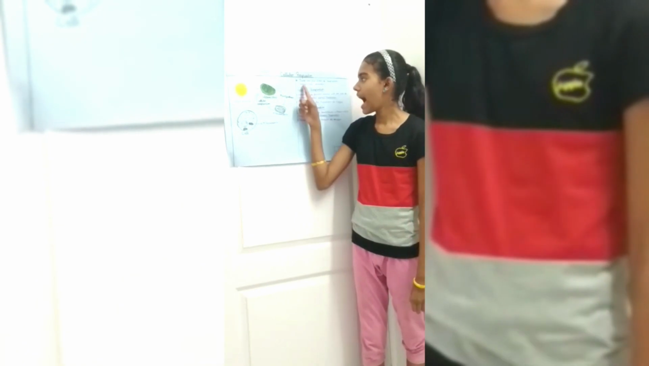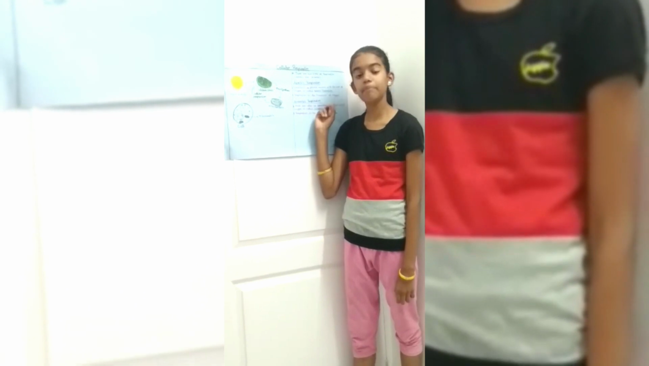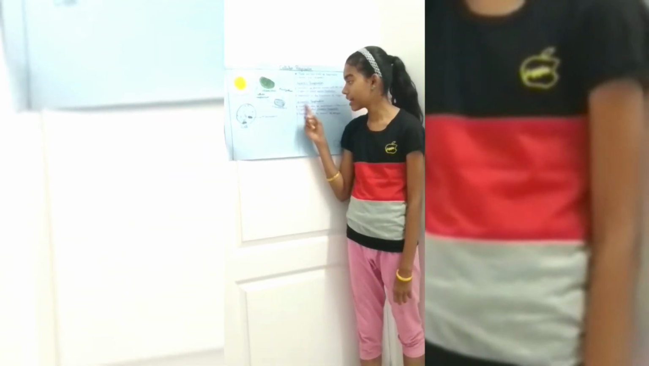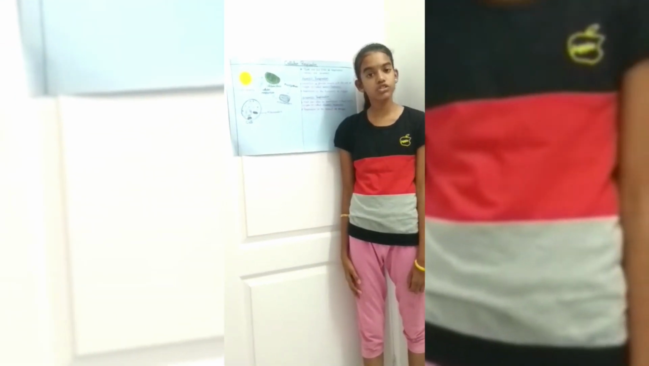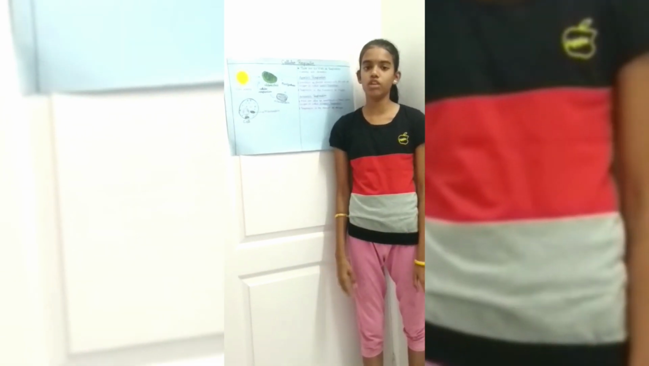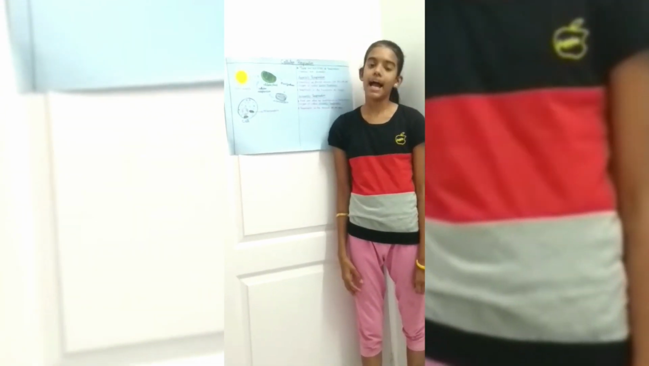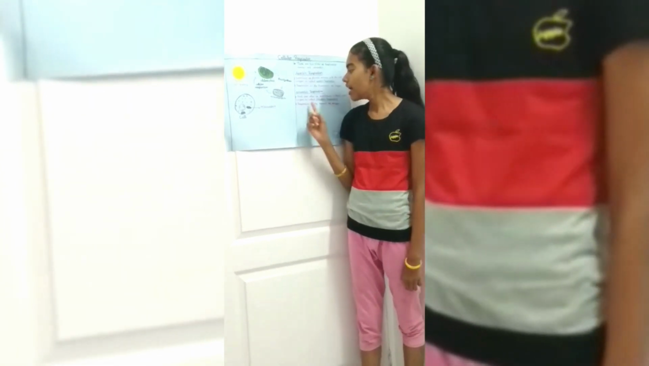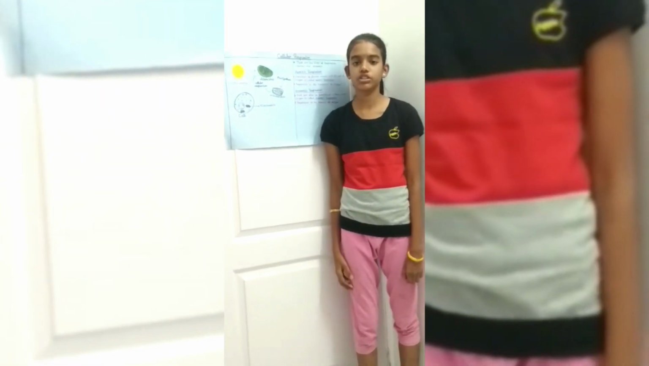There are two kinds of respiration, aerobic and anaerobic. Aerobic respiration: breakdown of glucose with the use of oxygen is called aerobic respiration. Respiration in the presence of oxygen. Anaerobic respiration: food can also be broken down without the use of oxygen, which is called anaerobic respiration. Respiration in the absence of oxygen.